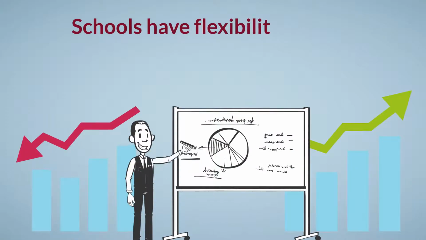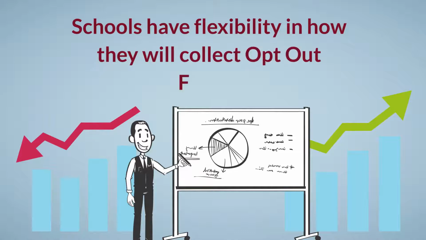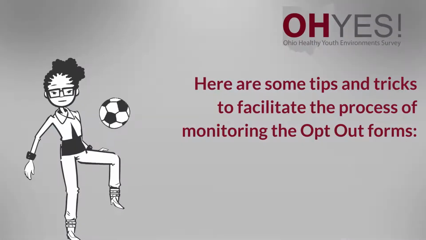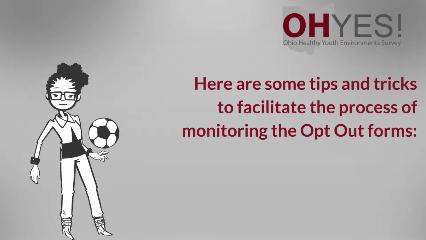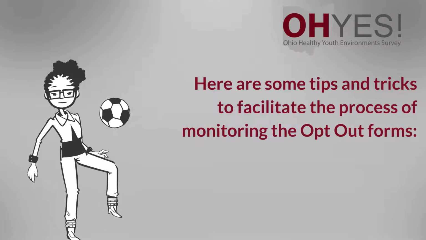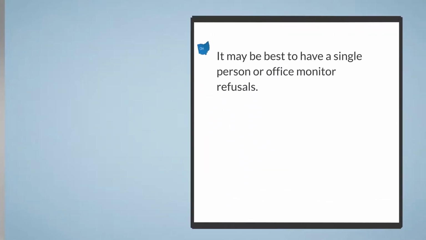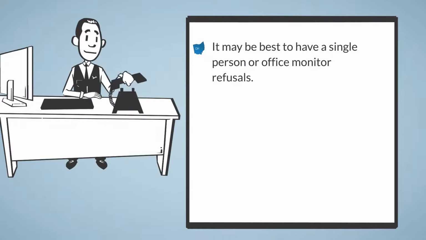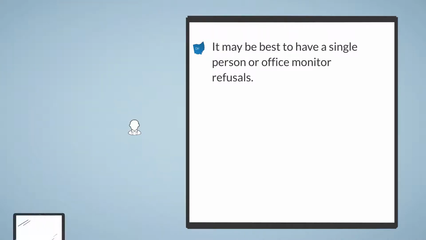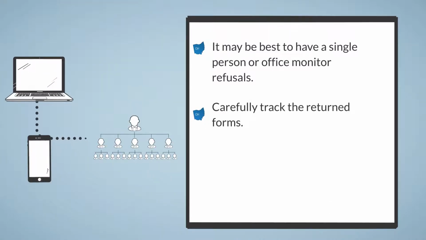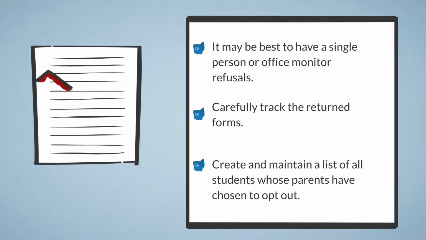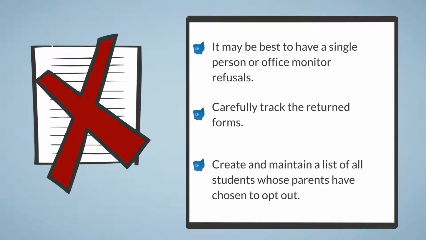Monitor opt-out forms. Schools have flexibility in how they will collect opt-out forms. Here are some tips and tricks to facilitate the process of monitoring the opt-out forms. It may be best to have a single person or office monitor refusals. Carefully track the returned forms. Create and maintain a list of all students whose parents have chosen to opt out.